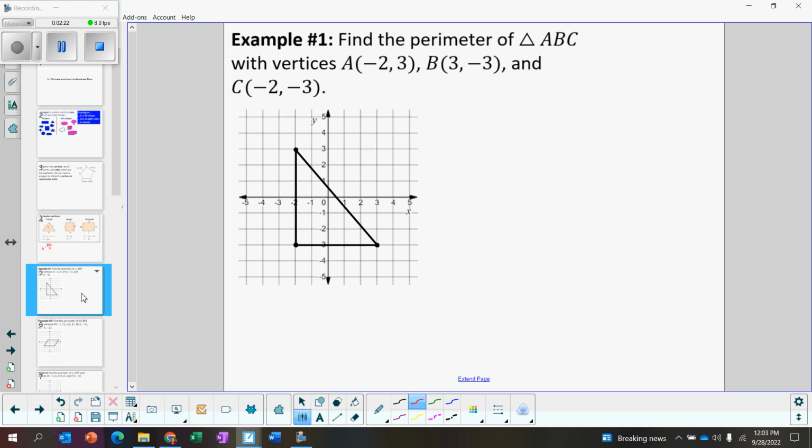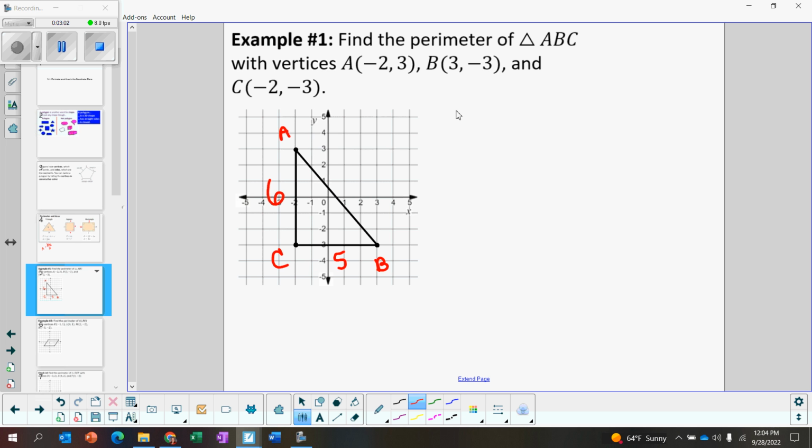So here's our first problem. We want to find the perimeter of triangle ABC, with vertices A at (-2, 3), B at (3, -3), and C at (-2, -3). I can count the horizontal and vertical boxes. We have 1, 2, 3, 4, 5, 6 on this side, and if I count across the bottom, I have 1, 2, 3, 4, 5. But I can't count the boxes for AB. So I can either choose to do the distance formula, or because I already have a right triangle drawn, I could use the Pythagorean theorem. It's totally up to you which way you choose.